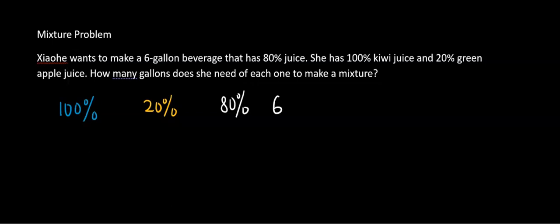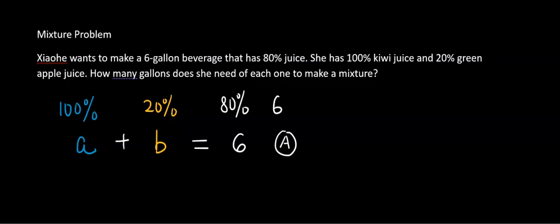Let 100% be A, 20% be B. We know if we put them together, we're gonna have 6 gallons. So that's our first equation. Let's look at our second equation.